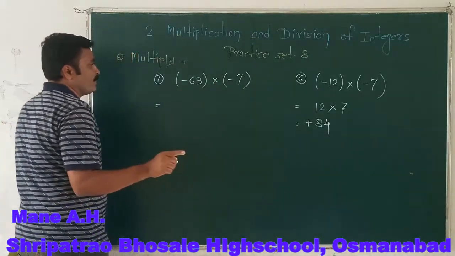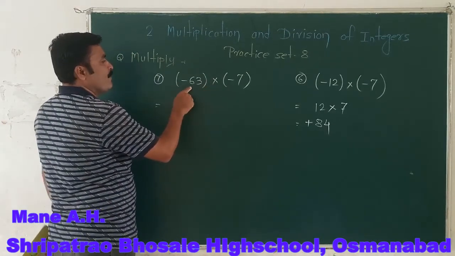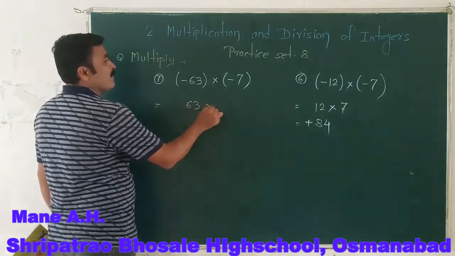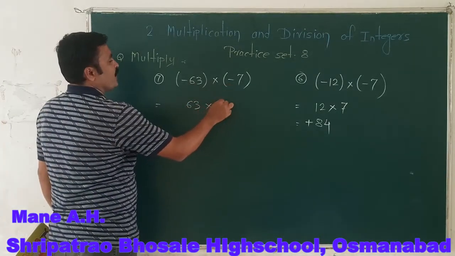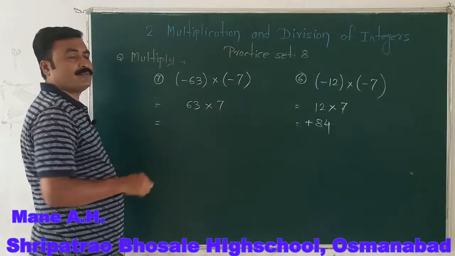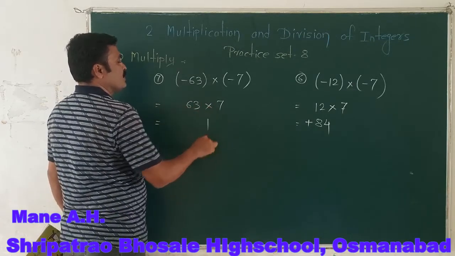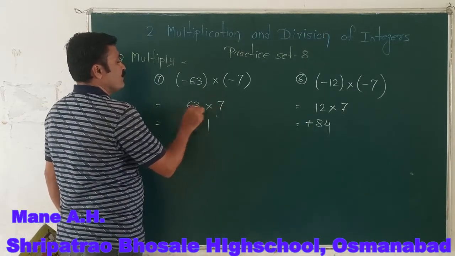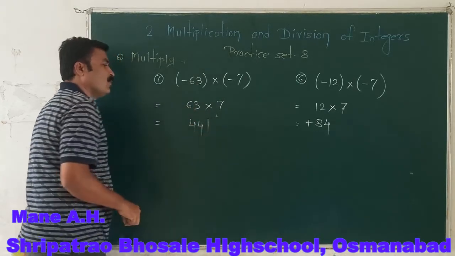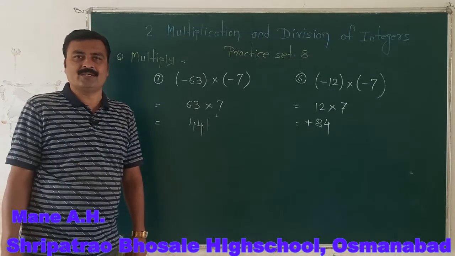So first step, we take the magnitudes of these two integers. Magnitude of minus 63 is simply 63, into magnitude of minus 7 is simply 7. So let's take the product of these two magnitudes, 63 into 7. 7 3s are 21, 7 6s are 42 plus 2, 44. So 441. This is the product of two magnitudes here.